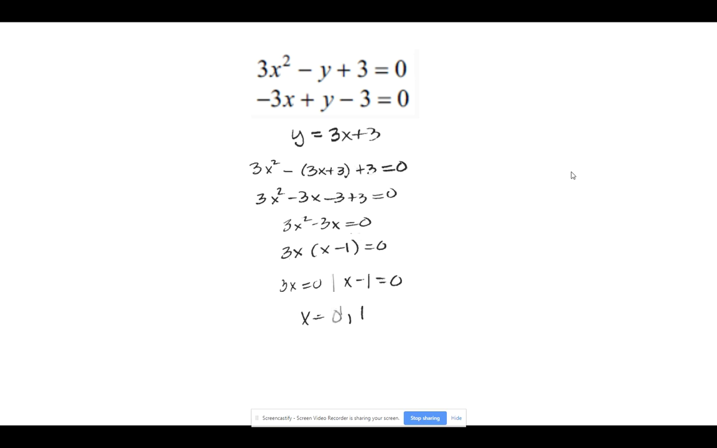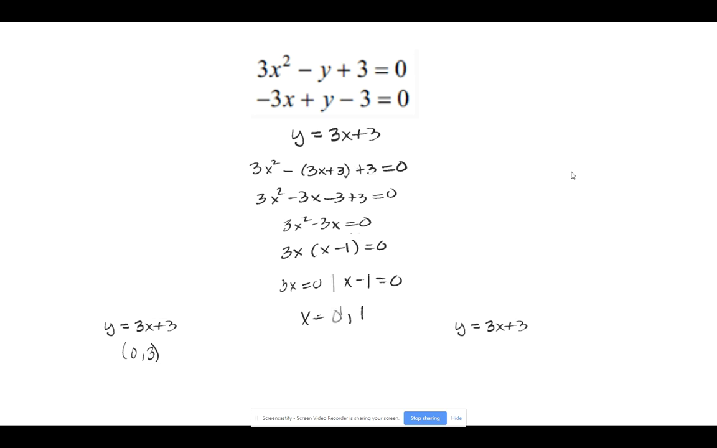So I'm going to take the 0 and I'm going to plug it into y equals 3x plus 3. I could have chosen any of those equations up there, but this is the easiest one to find the value of y. So when I plug in x equals 0, I got y equals 3. So that's one ordered pair.